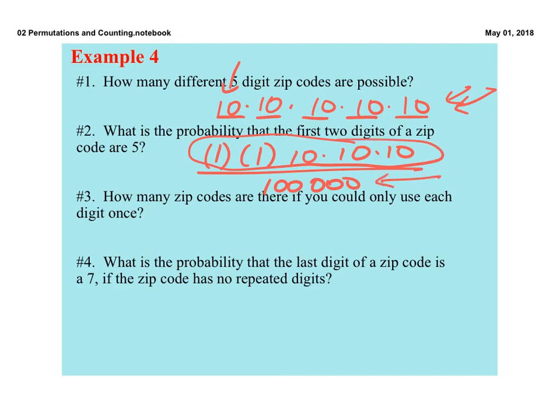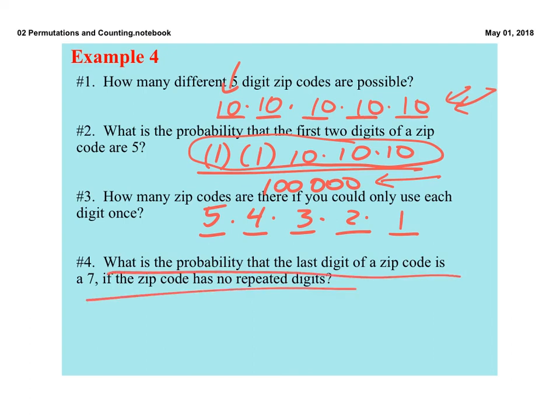How many zip codes are there if you could only use each digit once? All right, well, then if there's 5 spots in the zip code and I can only use them once, I had 5 choices for this, I wouldn't have 5 choices for the next one. I'd only have 4, and then 3, and then 2, and then there's only 1 choice left because if they can't repeat. All right, same idea on this last question for trying to keep the video short enough.